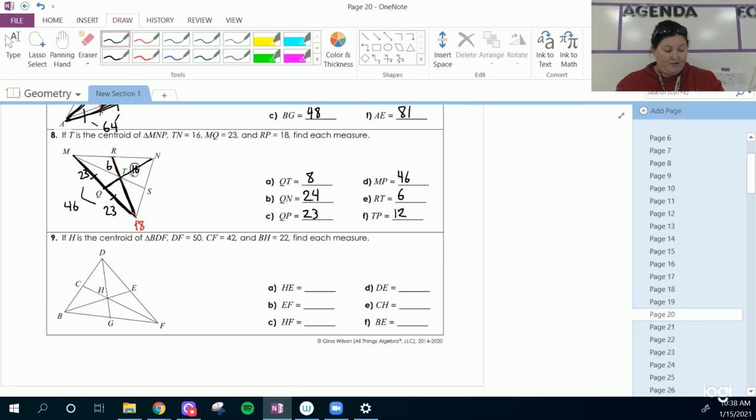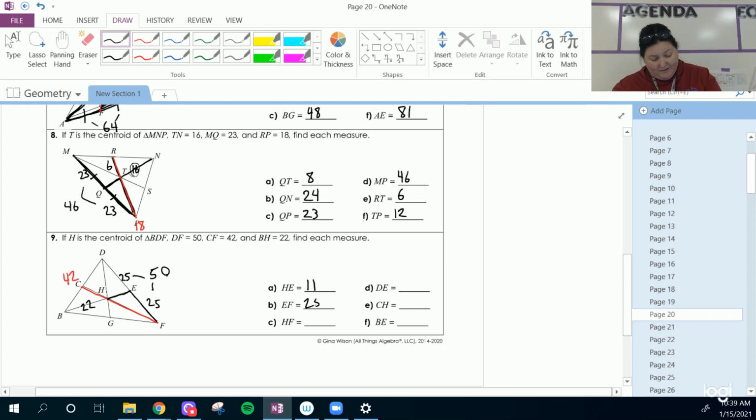Last problem on this page: if H is a centroid of triangle BDF and DF is 50, CF, so it's this whole median here, is 42, and BH is 22, find each measure. So we want HE, the small piece, so half of 22 is 11. EF is this piece here. 50 is split into two pieces of 25 each to get those two segments, so this is 25.